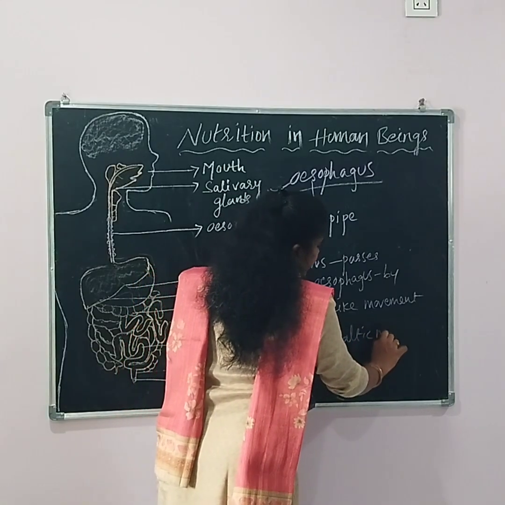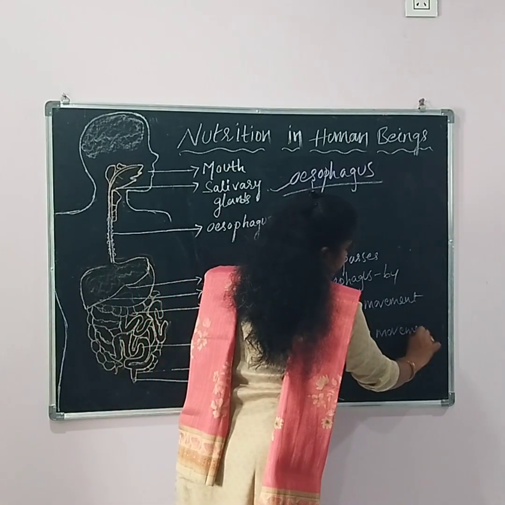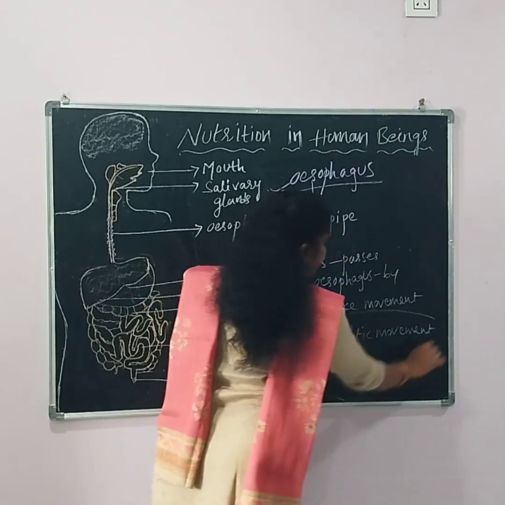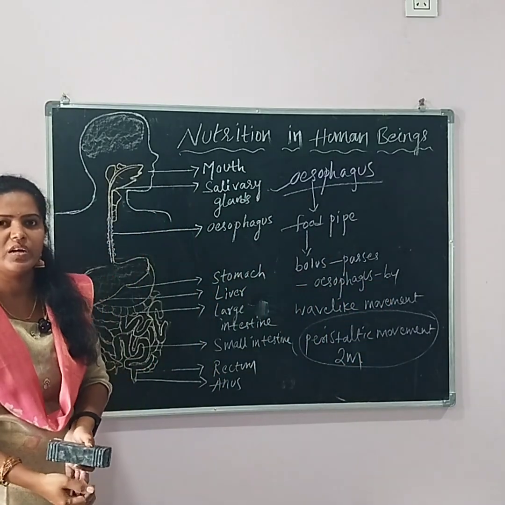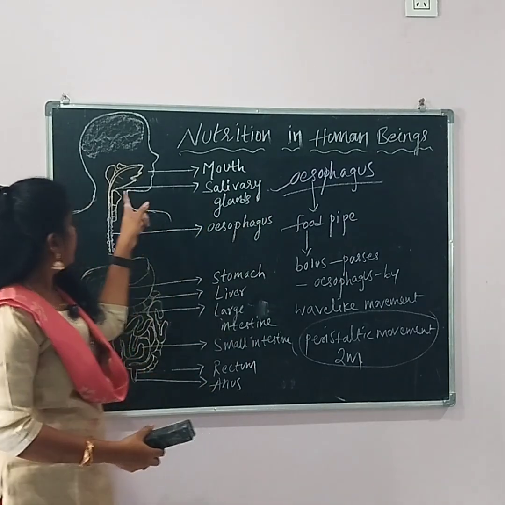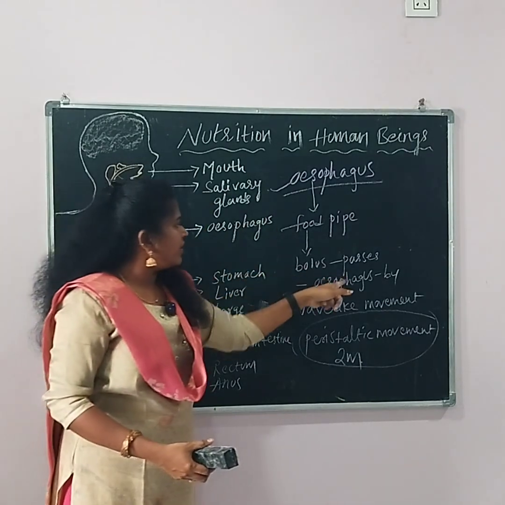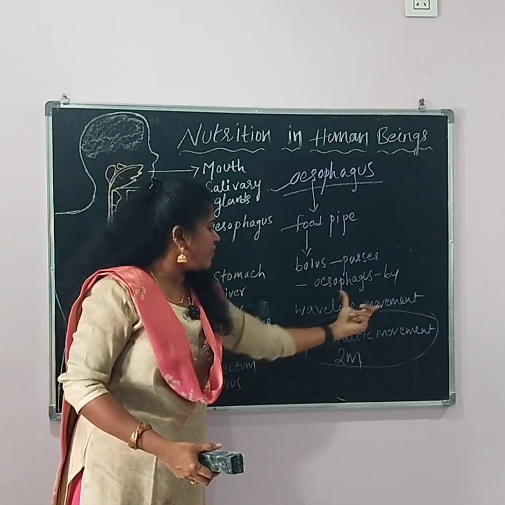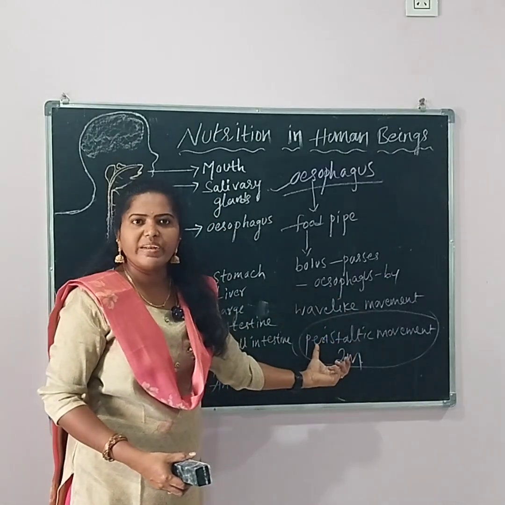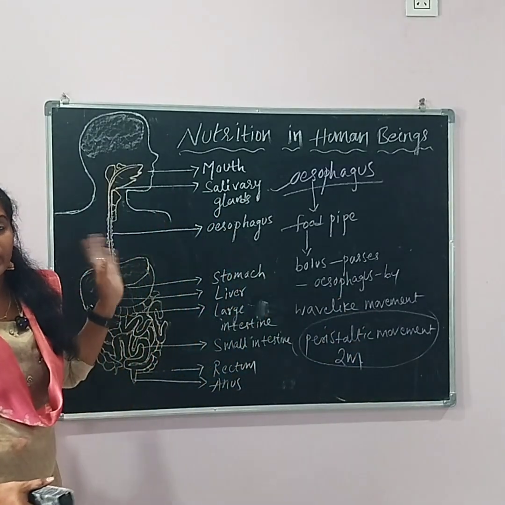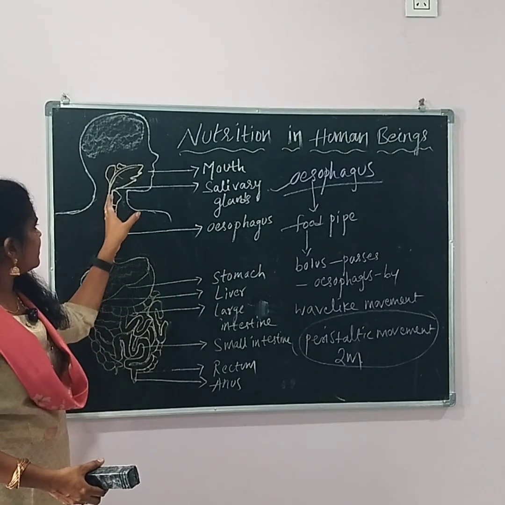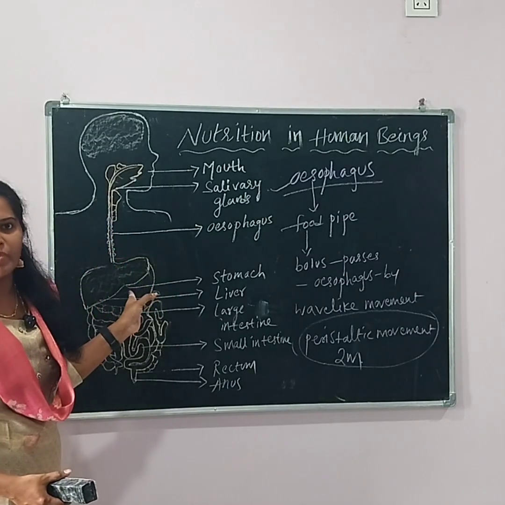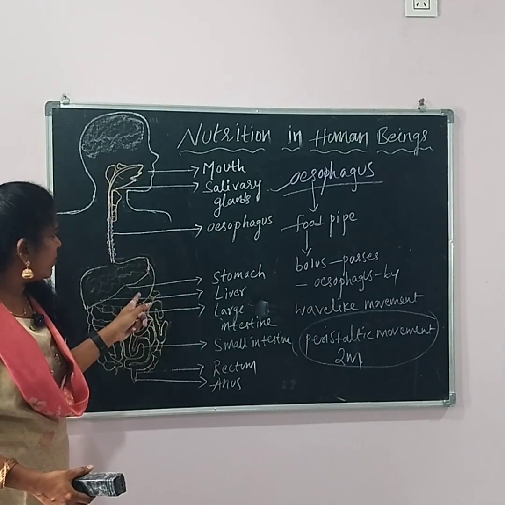Peristaltic movement, which is a 2 marks answer. It's very, very important. What is peristaltic movement? The food passes through the esophagus by wave-like movement. This wave-like movement is called the peristaltic movement. Now, where is the bolus? The bolus passed through the esophagus into the stomach. Now, the bolus is in the stomach.